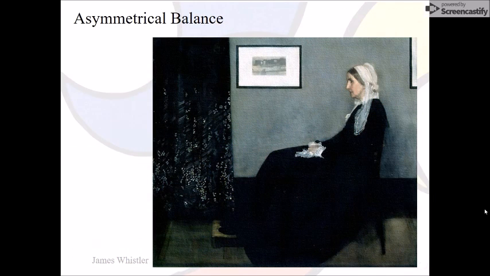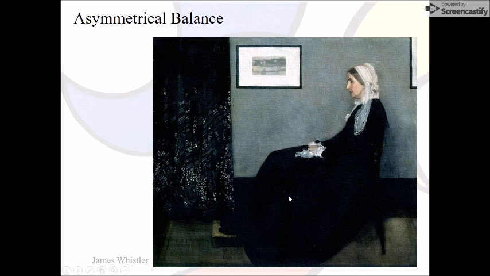Our second type of balance is asymmetrical balance. Asymmetrical balance, being that it's balanced, the use of space is the same on either side, but it is not arranged in a mirror image. So if we were to put an imaginary line down the middle of this, it would go through the white picture and through the woman's knees. Her dress, that big dark spot, is more towards the bottom right. That's balanced out by the big dark curtain on the top left.